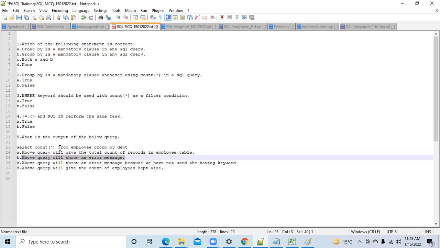You have used group by, and we are using department. You can use group by on any column. Suppose you write department in the select clause and you are not using group by, then it will throw an error. So D is the correct option.